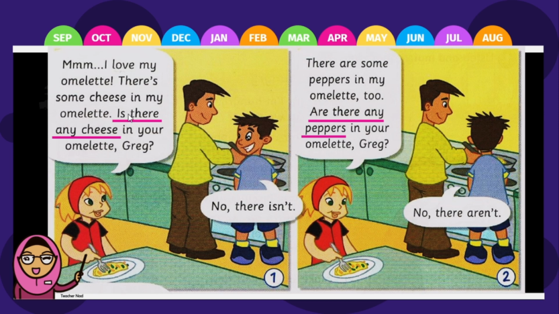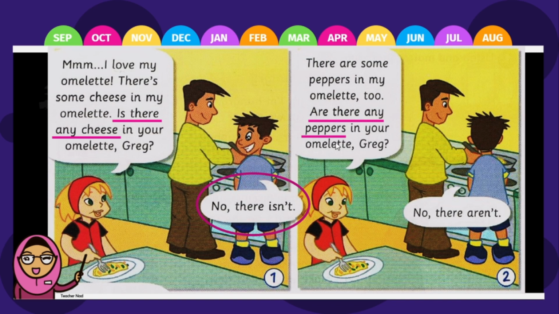Alright. Contohnya, is there any cheese? Cheese ni adalah uncountable nouns, benda yang tak boleh dibilang. So we have to use is there any. Okay? Because in Greg's omelette ni tak ada cheese. That's why Greg jawab no, there isn't. Okay? Okay, example number 2.